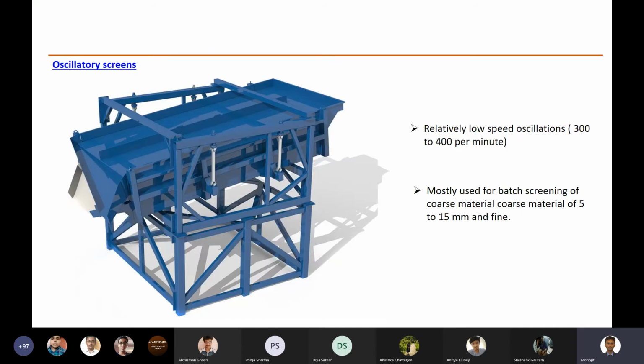The third one is the oscillatory screen, as the name suggests. So vibrating screen falls into all the types, but this is a specific type of screen which is again mostly used to separate the very coarse particles from a mixture of coarse and fine. It has relatively low speed oscillation compared to the vibrating screen. Mostly used to batch screen coarse material coarser than 5 to 15 millimeter.